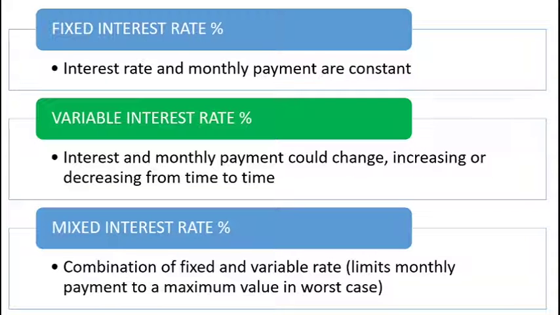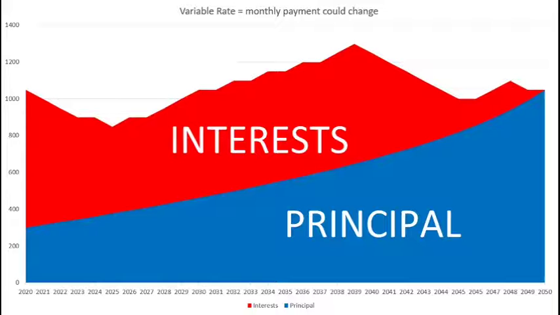What about the variable interest rate? Well, the interest rate changes from time to time. It could increase or decrease, and this affects the monthly payment, that increases and decreases accordingly. It depends on market conditions. If the economy is strong and inflation is rising, the variable rate rises, otherwise they decrease.